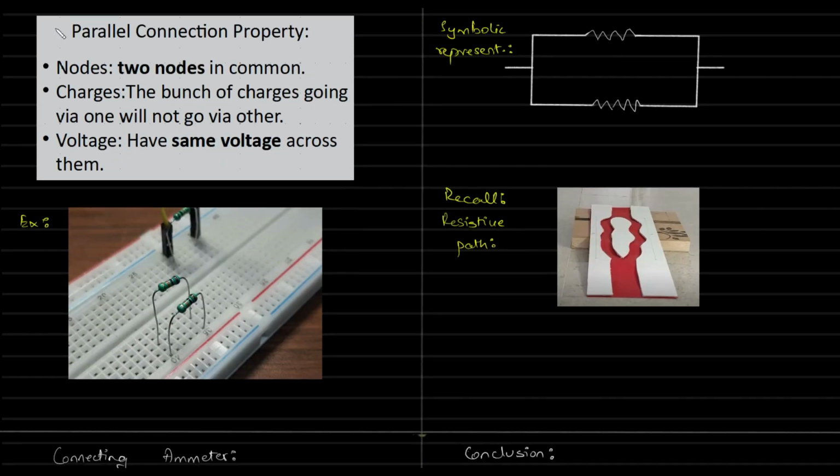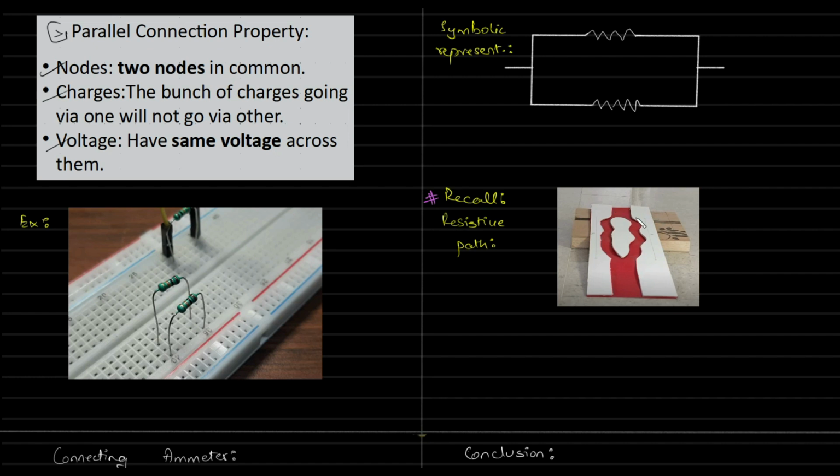The next one is your parallel connection. So in terms of property, they have two nodes in common. In terms of charges, the bunch of charges going through one will not go through the other. In terms of voltage, they have the same voltage. So these three, the first, second, and the third, you can remember to classify a connection as a parallel connection. So let's jump on to trying to recall from the resistive path.